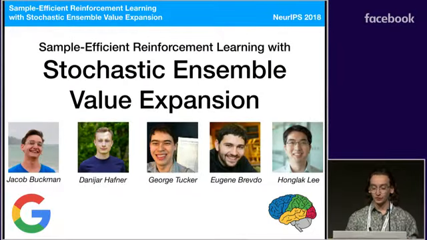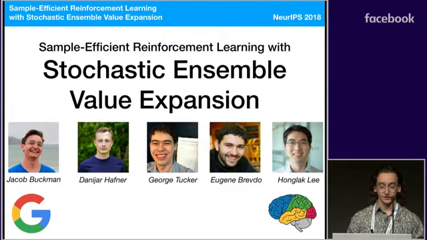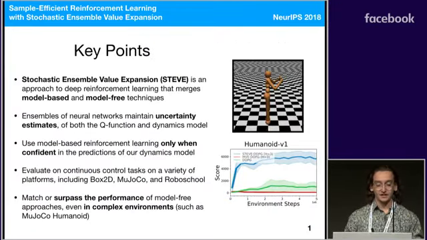On behalf of my collaborators at Google Brain, I'm proud to present our work on sample-efficient reinforcement learning with stochastic ensemble value expansion. Stochastic ensemble value expansion, which we abbreviate as STEVE, is an approach to deep reinforcement learning that merges model-based and model-free techniques.